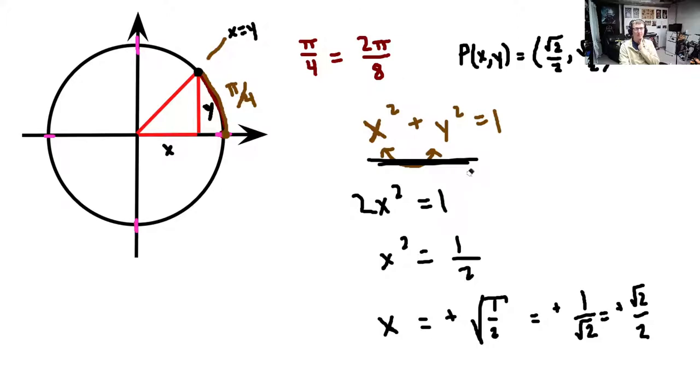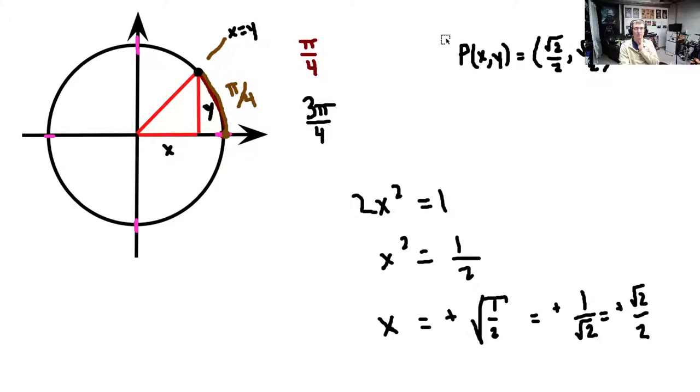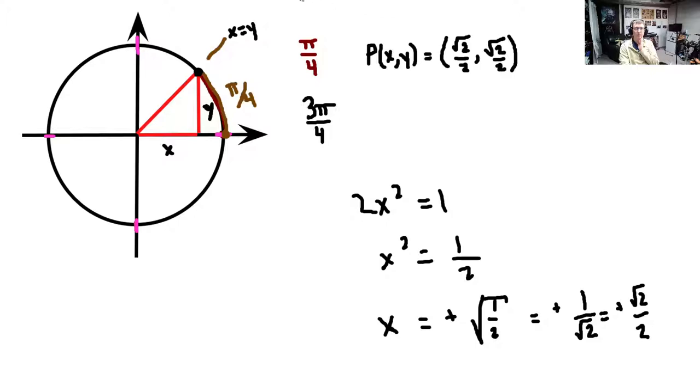Okay, let me ask you another one, and then based on your answers, we'll move on. How about this angle? What are the coordinates for the terminal point of the angle 3 pi over 4? Pi over 4 has that terminal point there. 3 pi over 4 has P of x comma y equal to what?